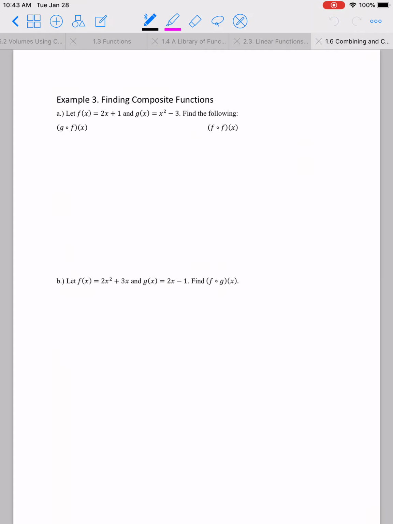All right, so let's take a look here. Finding composite functions. Let f of x equal 2x plus 1 and g of x equal x squared minus 3, and we're going to find the following. So let's do g of f of x. That's going to be g of, what's f of x? f of x is 2x plus 1, so g of 2x plus 1. And then we substitute 2x plus 1 in for everywhere there's an x. So that's going to equal 2x plus 1 squared, minus 3, okay?